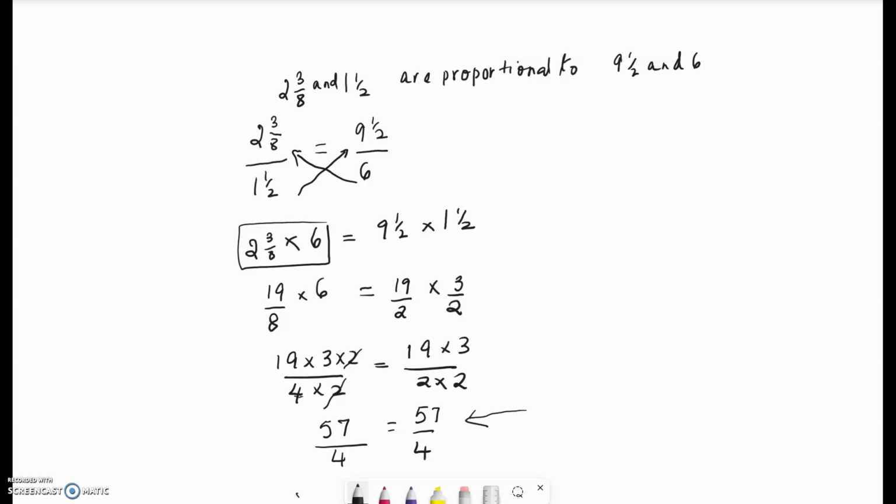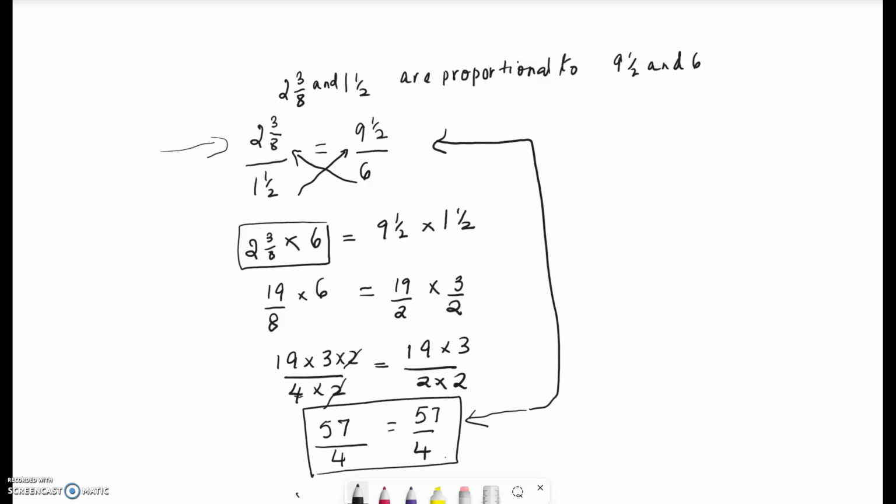What this tells us is that the left side is equal to the right side, which is the same as saying that this is a valid proportion. 2 and 3/8 over 1 1/2 is indeed equal to 9 1/2 over 6. If they were not equal, and if this was not a valid proportion, we wouldn't get something that is equal. So the very fact that these two numbers are equal tells us that this is a valid proportion.